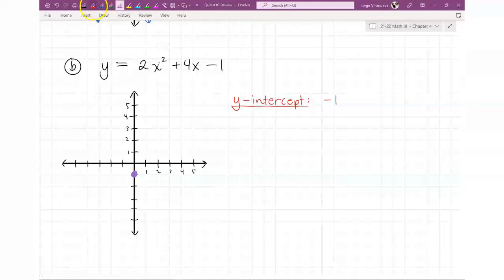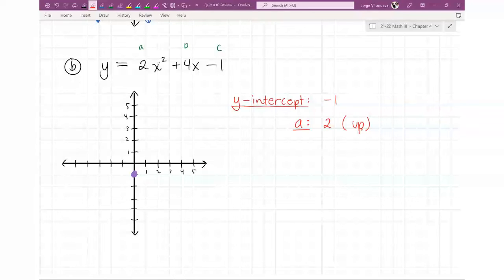Now, what's my A term? Now, if you don't remember, let me give you a quick hint. What's my A term? 2. So which way does this open? If it's positive, up, right? So, all right. So we know it's happening at 2. It's going up. So great. Okay. And now I need my vertex.